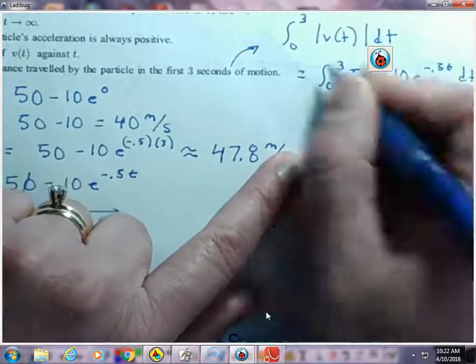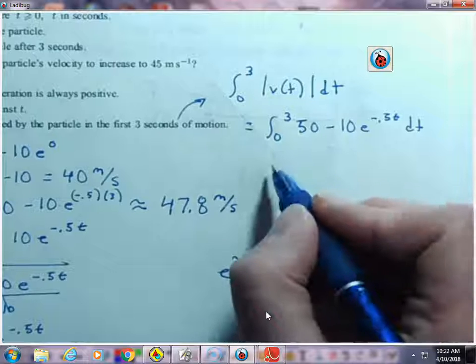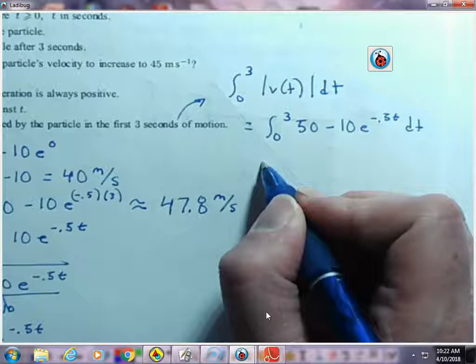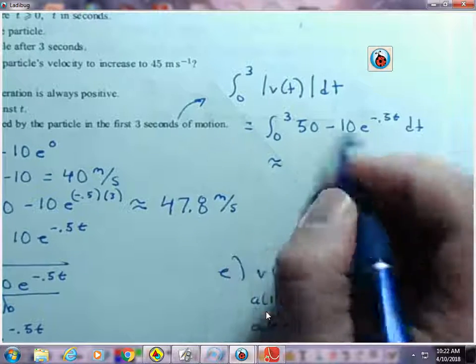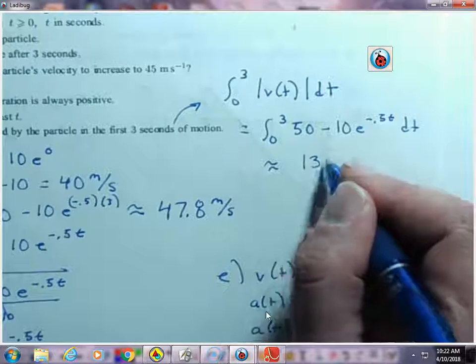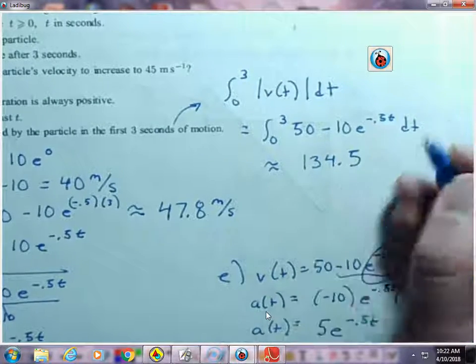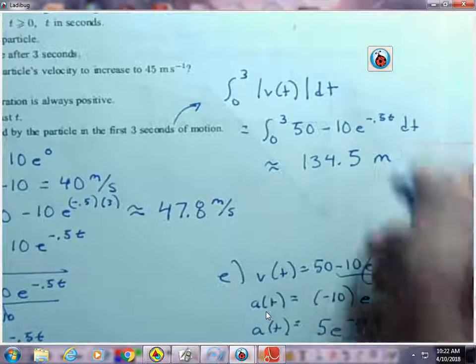These are equivalent in this particular case because velocity is positive on the whole interval. And you just got to stick that on the calculator. You could integrate it by hand. It's not impossible. I believe it's 134.5. Okay, and that would be meters.